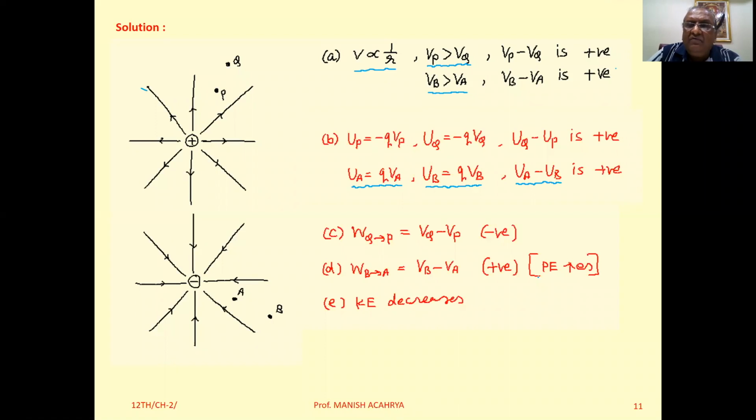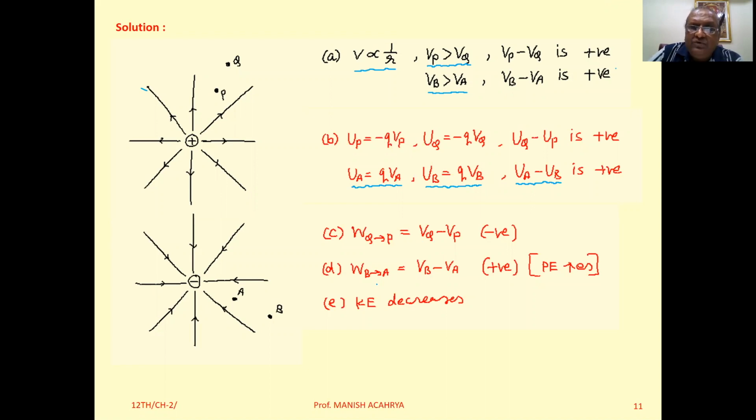Now, the work done to move a small positive charge from Q to P, that is W from Q to P, is Vq minus Vp. But Vq is less than Vp, so this work done will be negative.